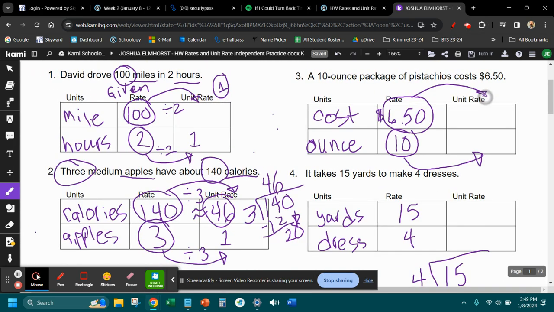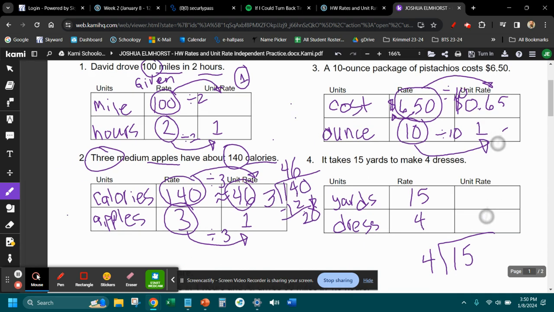We have a 10-ounce pack of pistachios for $6.50. So we're going to do cost per ounce, because ounce per cost would be a little bit backwards. So down to 1 ounce. How do we go from 10 down to a unit of 1? Multiplying or dividing? Divide by 10. So $6.50 divided by 10. If you divide by 10, you're going to make this number smaller by 1 place value. So you're going to end up with 65 cents per ounce.